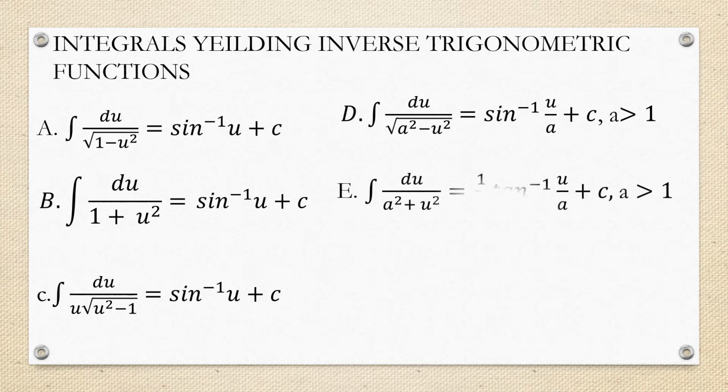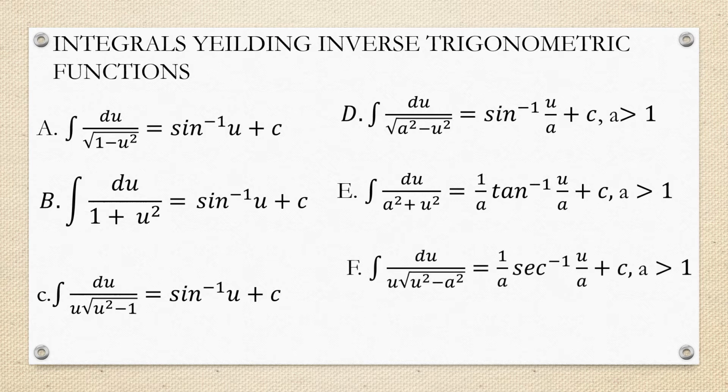Then another one, letter E, the integral of du over a squared plus u squared is equal to 1 over a tan inverse of u over a plus c, where a is greater than 1. Lastly, the last formula: the integral of du over u times the square root of u squared minus a squared is equivalent to 1 over a, then the inverse of secant of u over a plus c, where a is greater than 1.